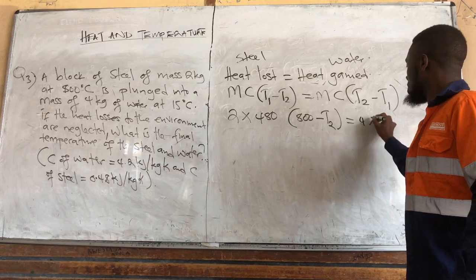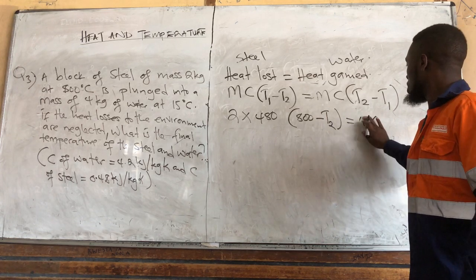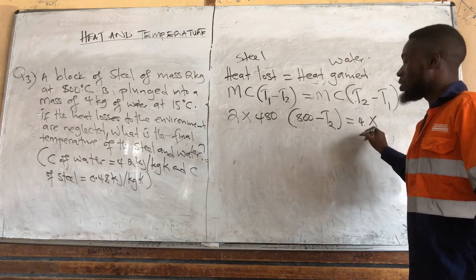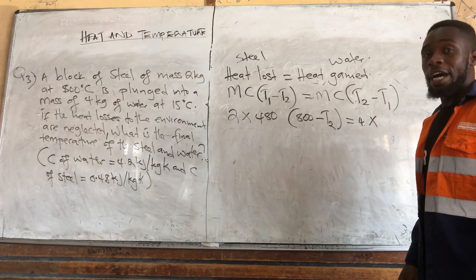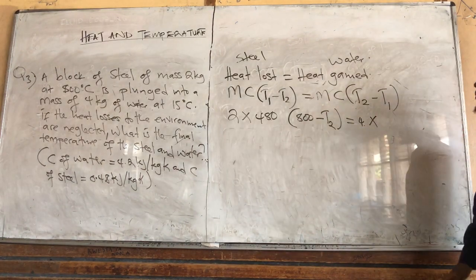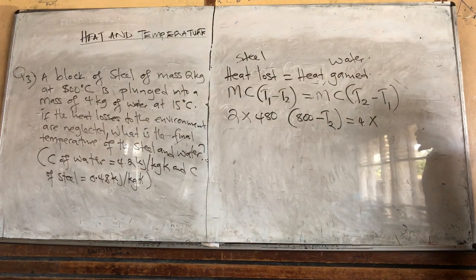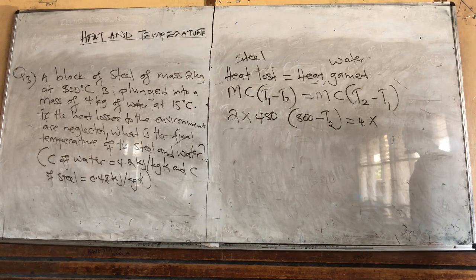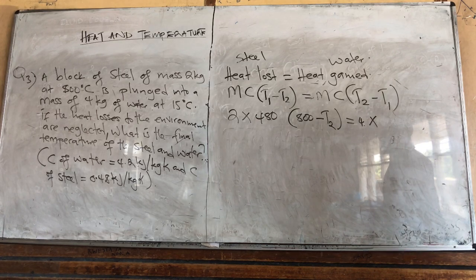4. What is the specific heat capacity of water? 4.2. I told you to always convert them to joules. So that one is in kilojoules per kg Kelvin, so you need to take it to joules. So that will be 4.2 times 1,000.